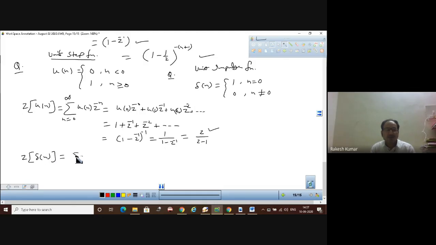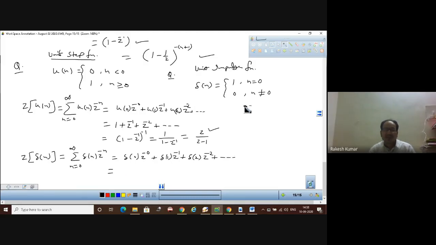That is the unit impulse function. That is delta n, z to the power minus n, n is 0 to infinity. That is delta 0, z raised to power minus 0. Delta of 1, z raised to power minus 1. Delta of 2, z raised to power minus 2, and so on.